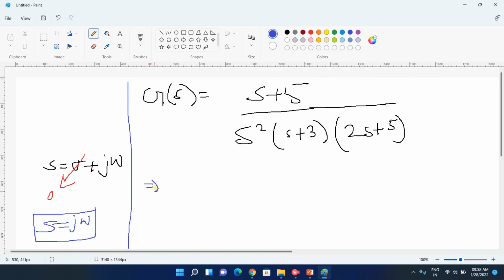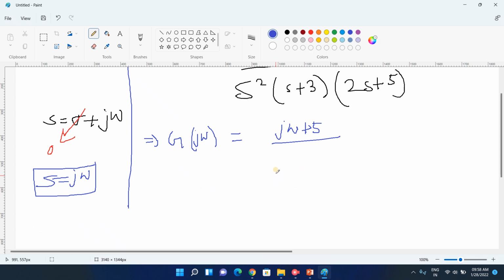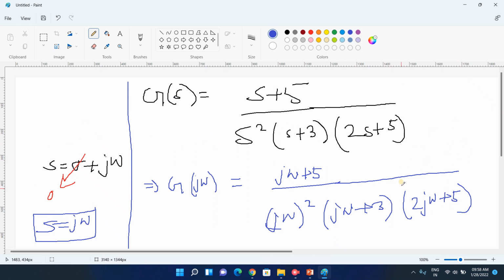So what we will do, we will replace s by j omega in G(s). The whole transfer function will be like this: (j omega + 5) / ((j omega)^2 (j omega + 3)(2 j omega + 5)). Here j is the complex number. It will be represented in this way. This is the frequency domain.